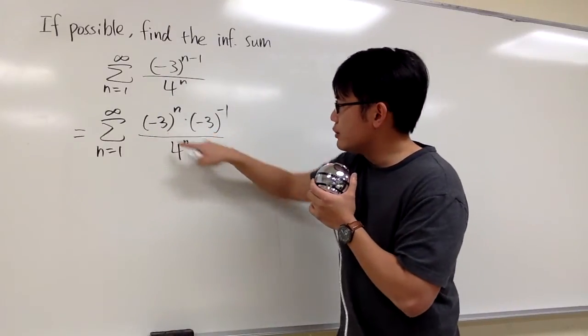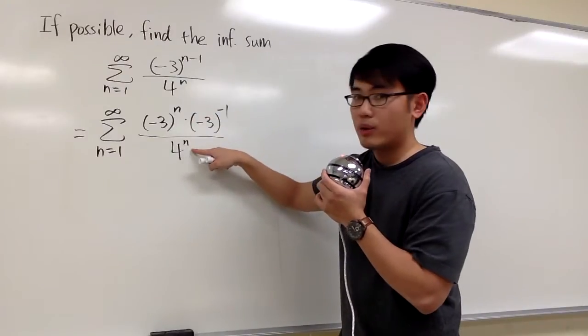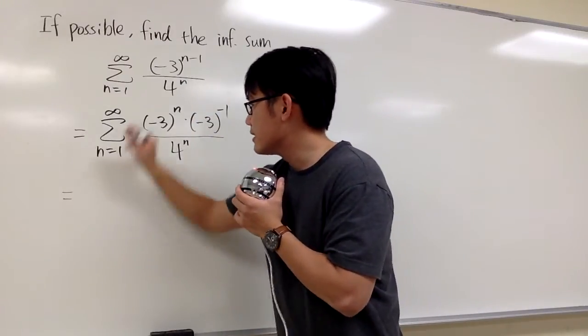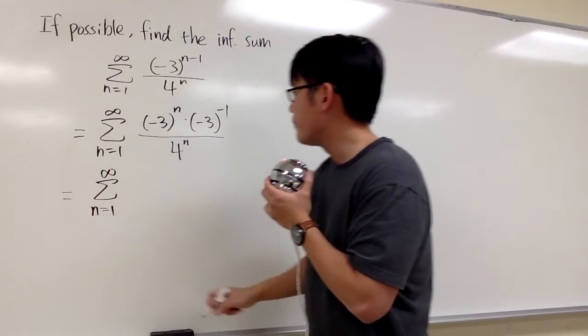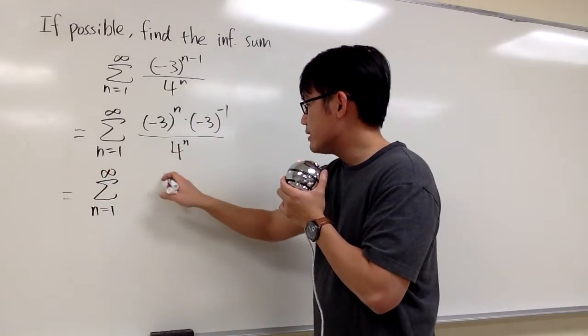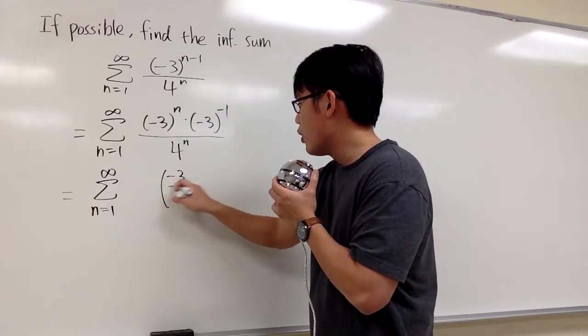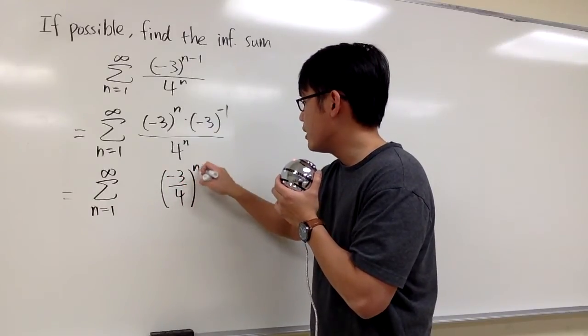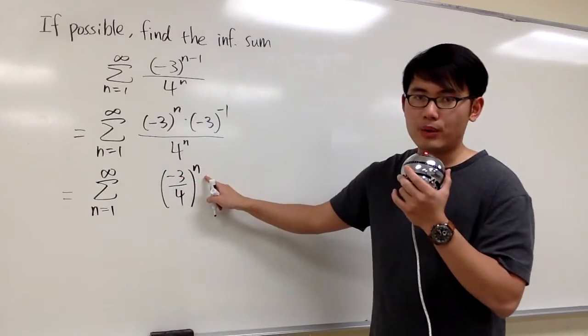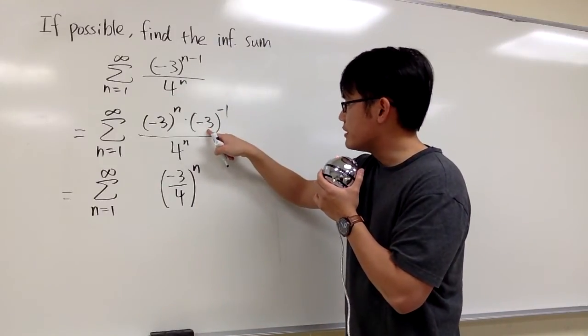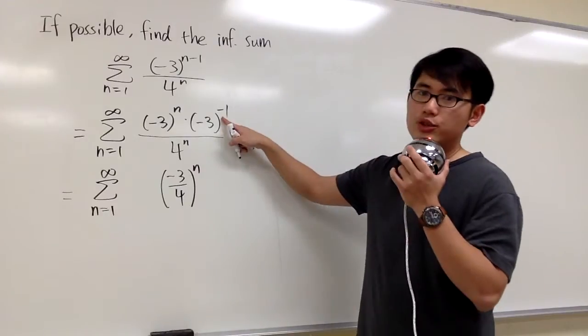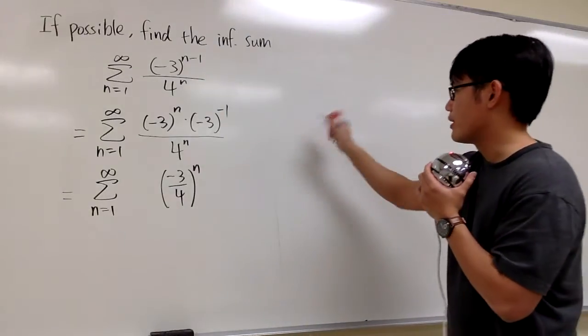And now, these two things, they both have the nth power. So I can write it like this. This is the summation, n from 1 to infinity. I can look at this as negative 3 over 4, and then everything inside raised to the nth power, okay? And then this right here, negative 3 raised to the negative 1, this is just a number. What's that number? Let's take a look.